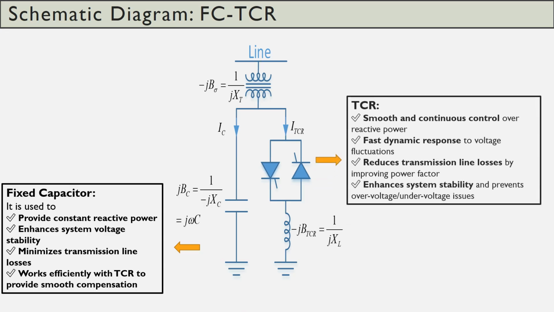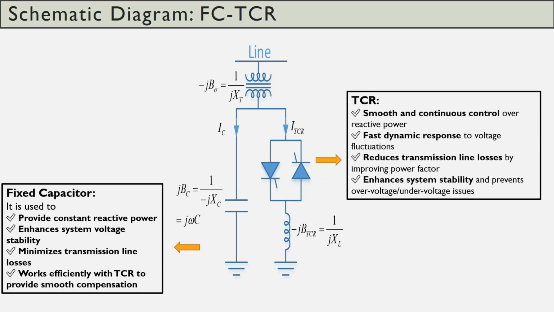On this side, this is a TCR which provides smooth continuous control. With the firing angle alpha, we can control the current component in the lagging and leading mode. Mainly the I_TCR is lagging, but the current I_C plus I_TCR may be lagging or leading. It has a fast dynamic response, as we are using static switches, power electronic switches, that is SCR, hence fast dynamic response.